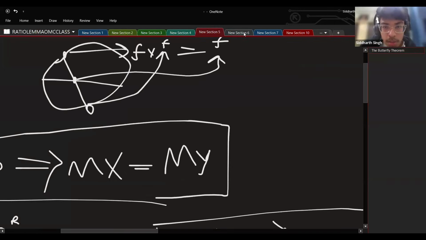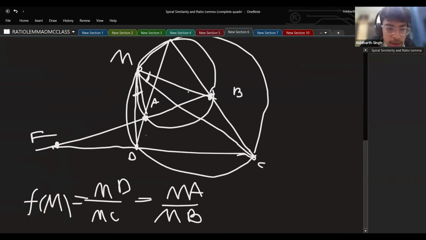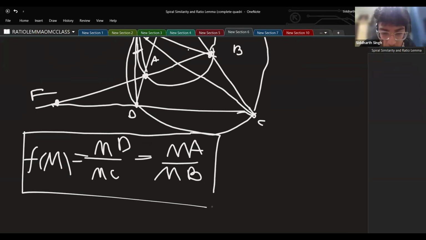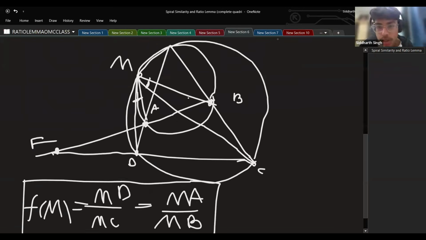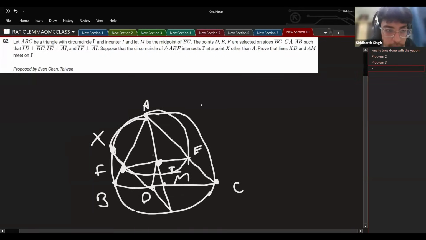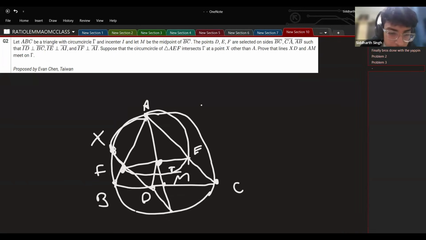The point is, how do you use this here? We have to use this. If you start using complete quadrilaterals, you'll start seeing this stuff naturally. But if you have not seen a lot of complete quadrilaterals, I'll just give a hint. So what do we even want to prove here? AM and XD intersect at some point on the circumcircle.